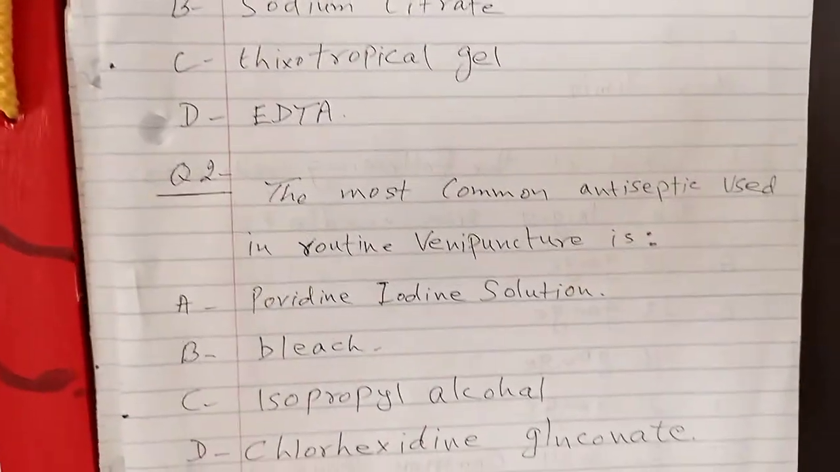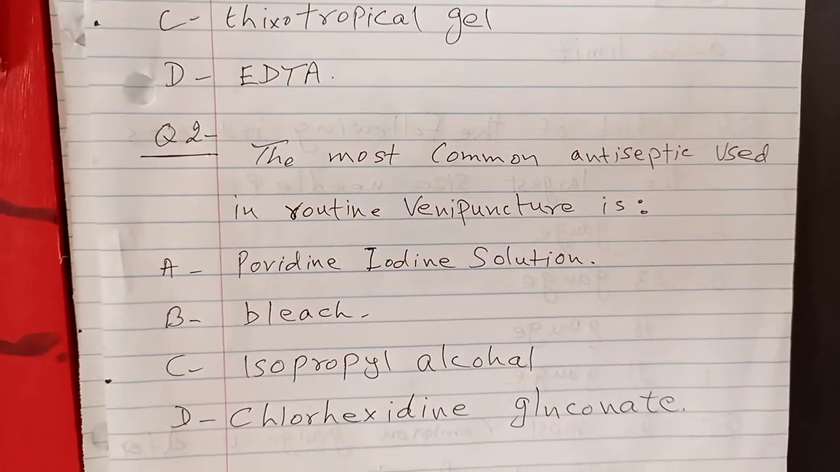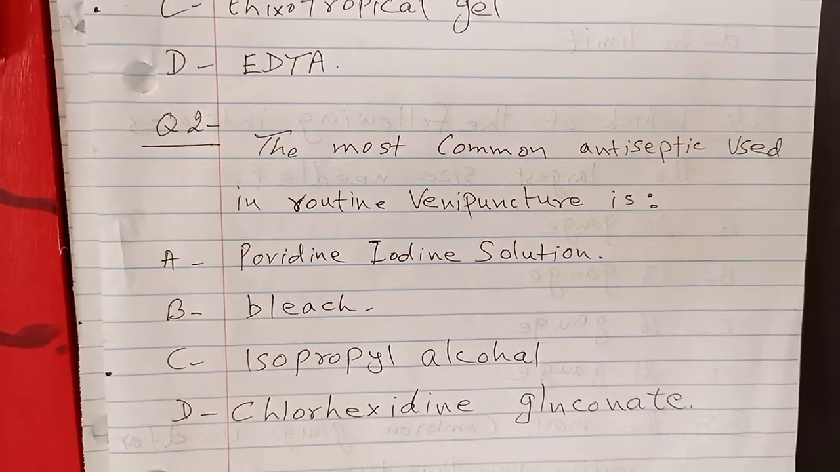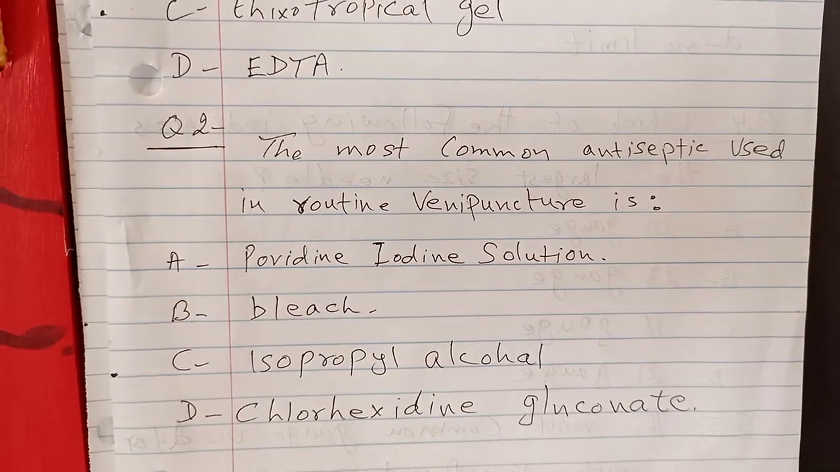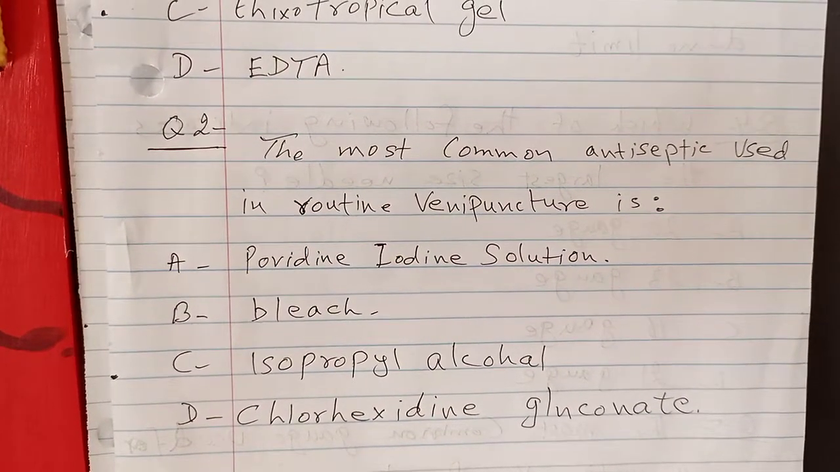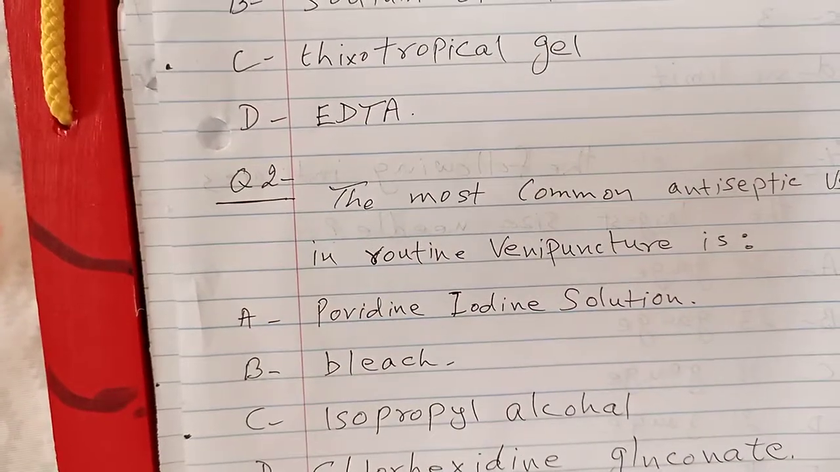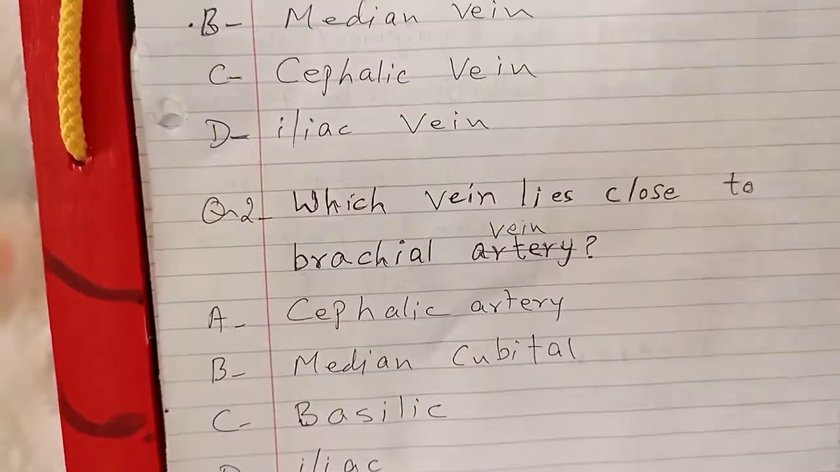The most common antiseptic used in routine venipuncture is, options: povidone iodine solution, bleach, isopropyl alcohol, chlorhexidine gluconate. The answer is C. Isopropyl alcohol is the most commonly used antiseptic.